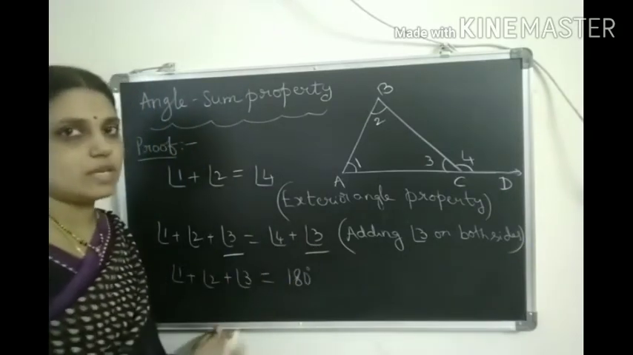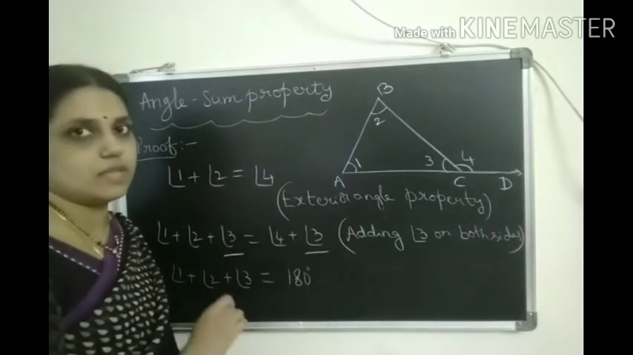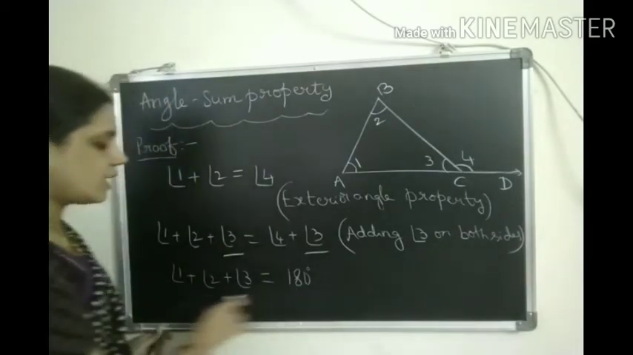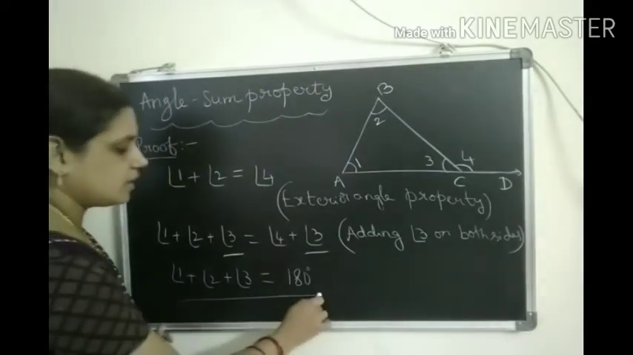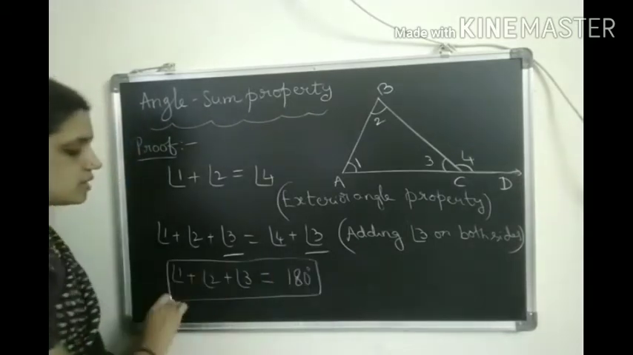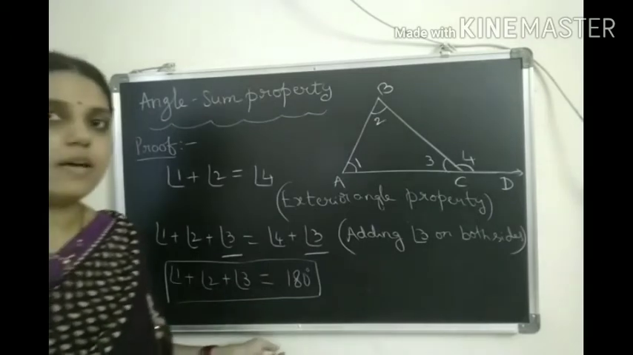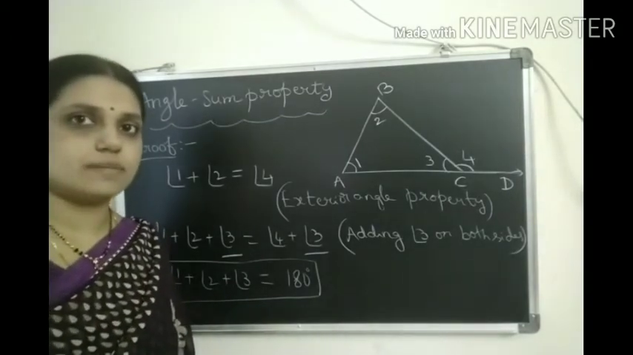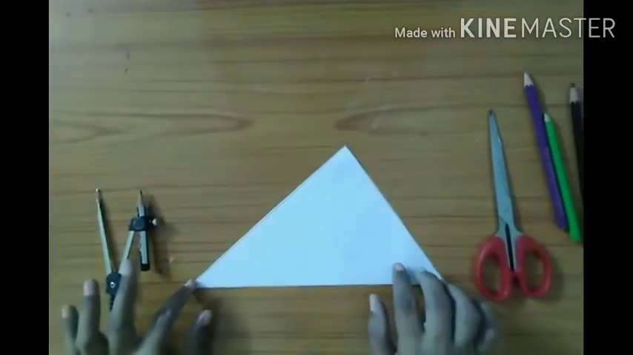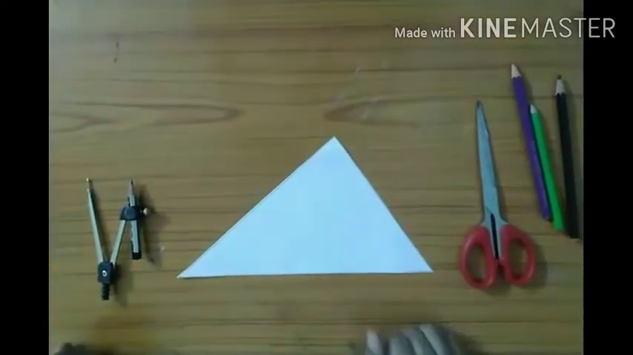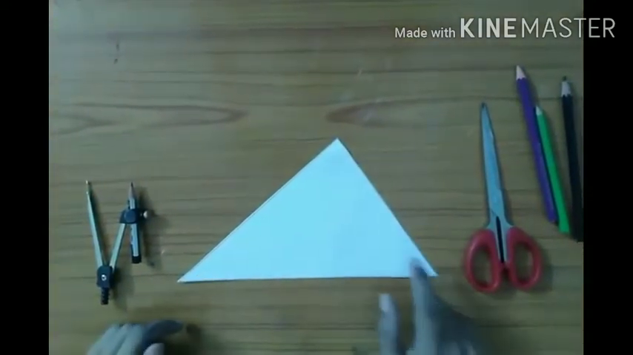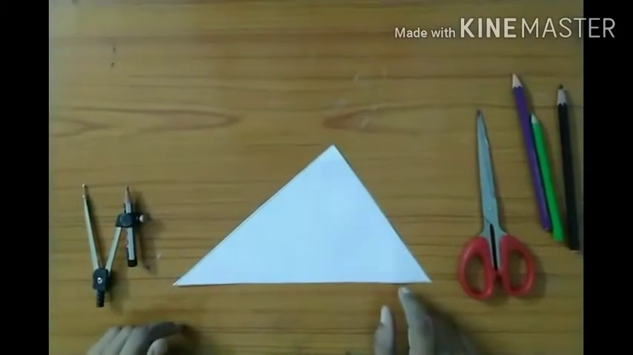Actually, there are many ways to prove the angle sum property. This is one of the ways to prove that the sum of the three angles in a triangle is 180 degrees. So the sum of the measures of the three angles in a triangle is 180 degrees. Now we are going to do one activity to prove the angle sum property of a triangle, meaning the sum of the three angles in a triangle is 180 degrees.